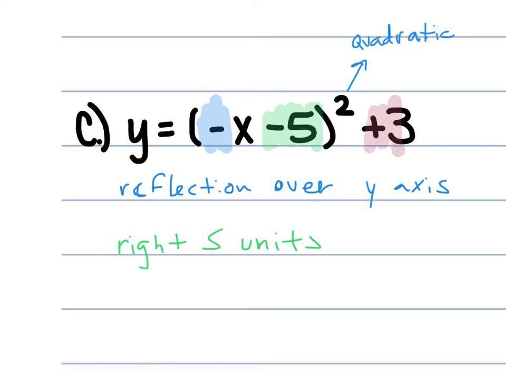And then lastly, we have this plus 3 on the outside. So what does that tell us? It's shifting up 3 units. Perfect. Shift up 3 units. Any questions on this one?